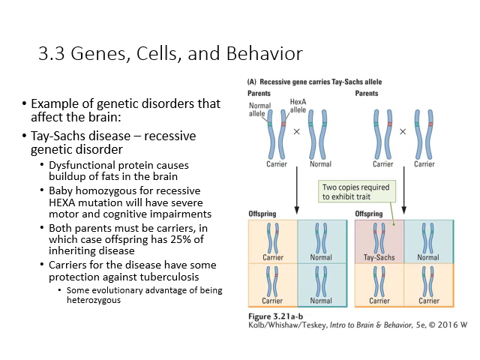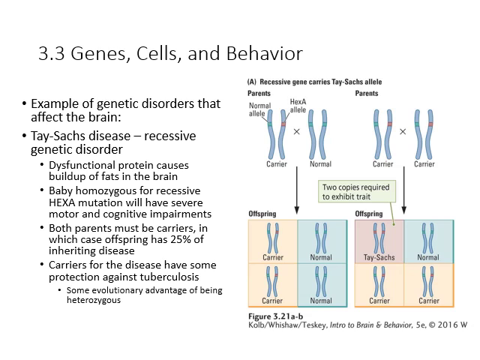A baby who is homozygous for the recessive mutation of this gene will have severe motor and cognitive impairments. Because this gene is recessive, both parents have to be carriers. And if both parents are carriers, if you look at this figure on the right, there's a 25% chance that the offspring will inherit this disease.